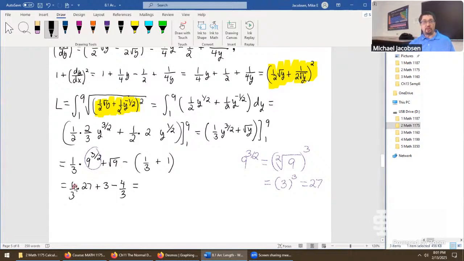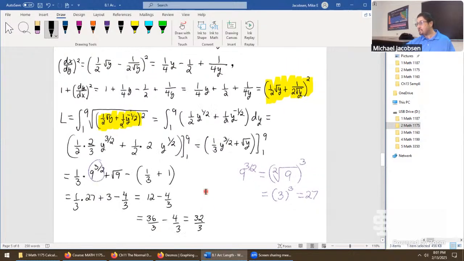Now it's just pure arithmetic at this point. 3 goes into 27 9 times, plus 3 for a 12. Minus 4/3 becomes 12 with a denominator of 3, which is 36/3, minus 4/3. Let me know if the numbers go weird. There's a lot of arithmetic at the end. Finally, we get 32/3. And that's a good stopping point. We have an exact figure.